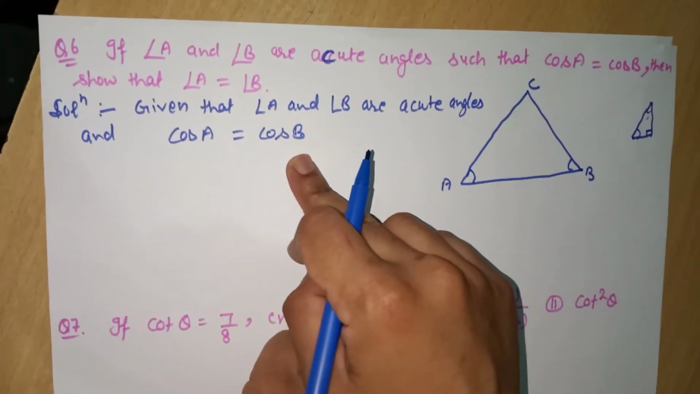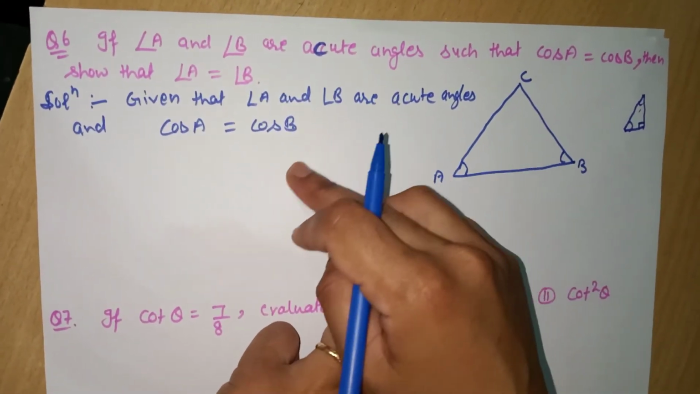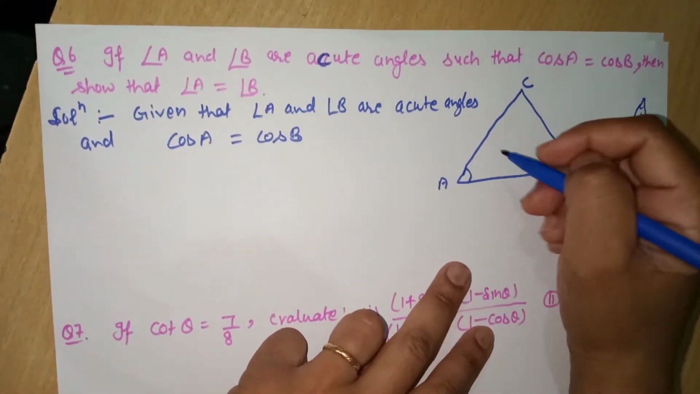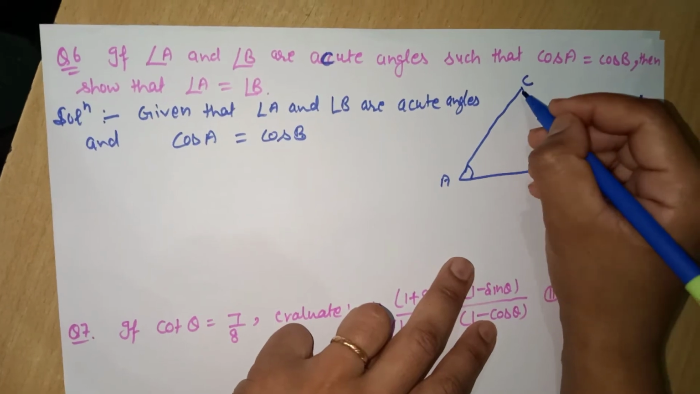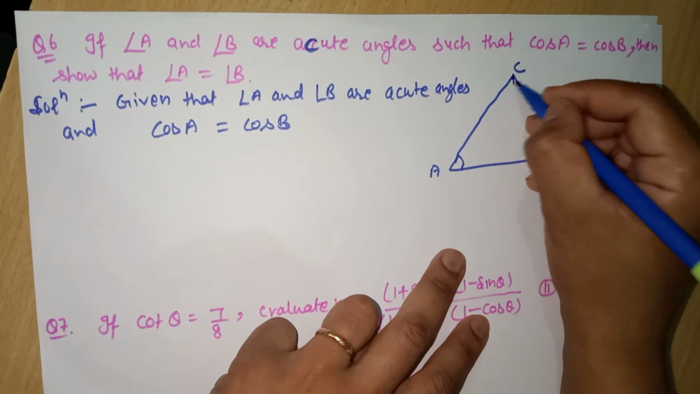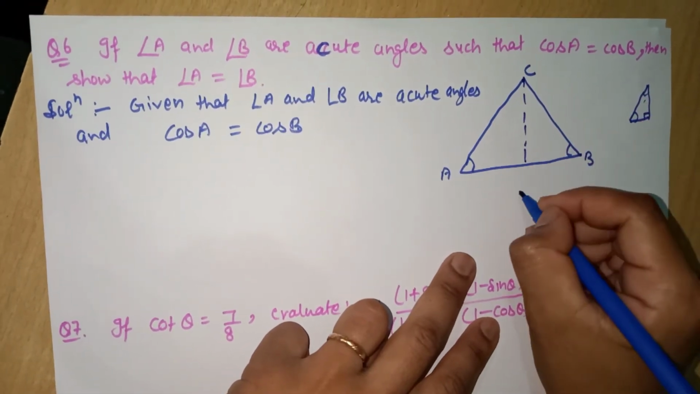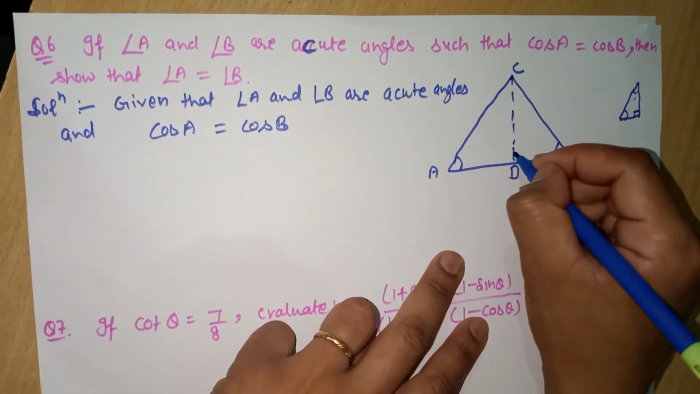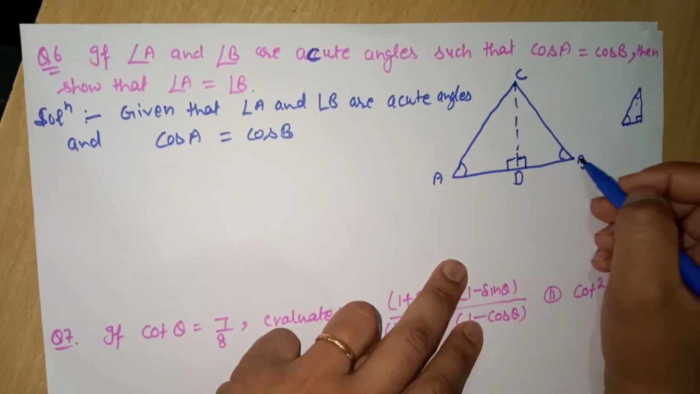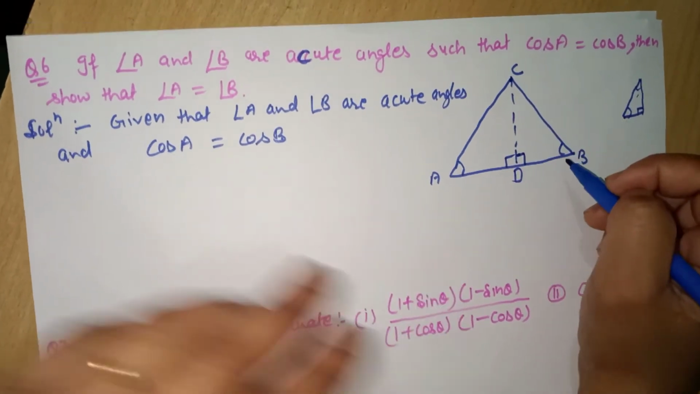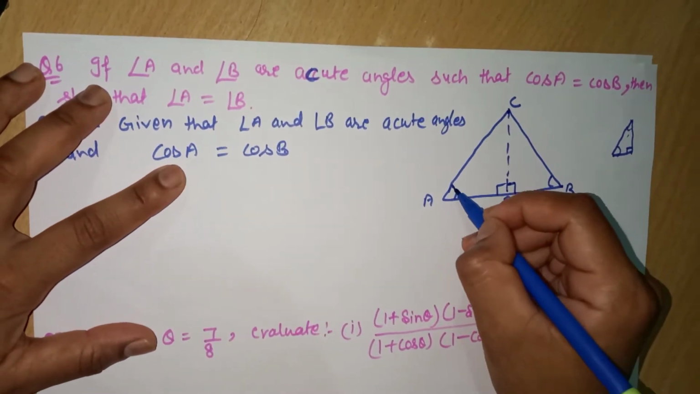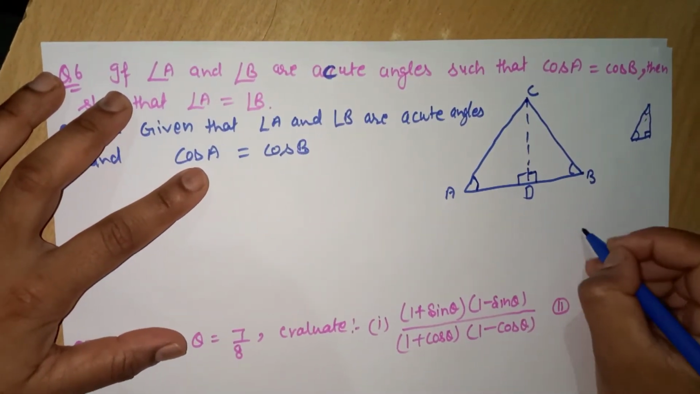But these trigonometric ratios we find in the right angle triangle. So to make this triangle a right angle triangle, we will draw a perpendicular from C on the side AB and name it D. So now we have two right angle triangles here. One is ACD and the other is BCD.